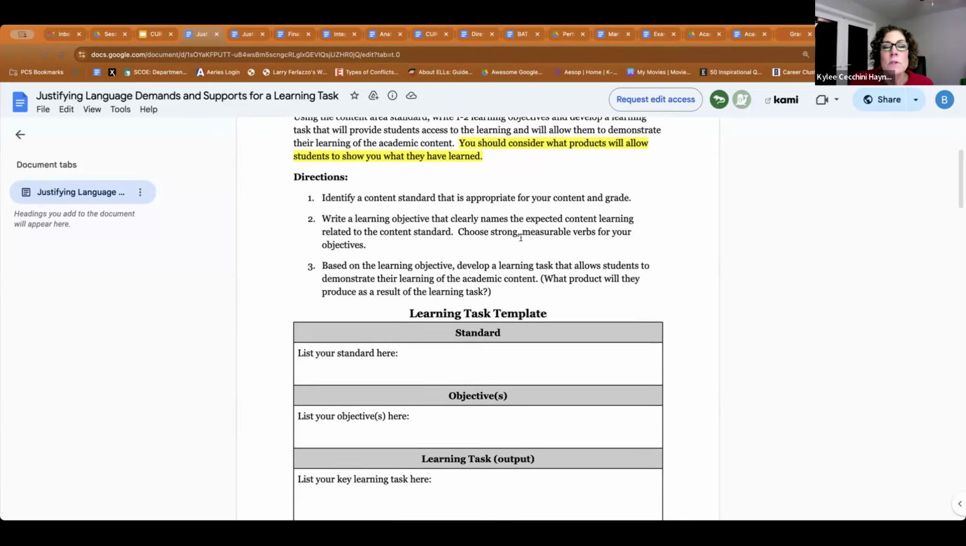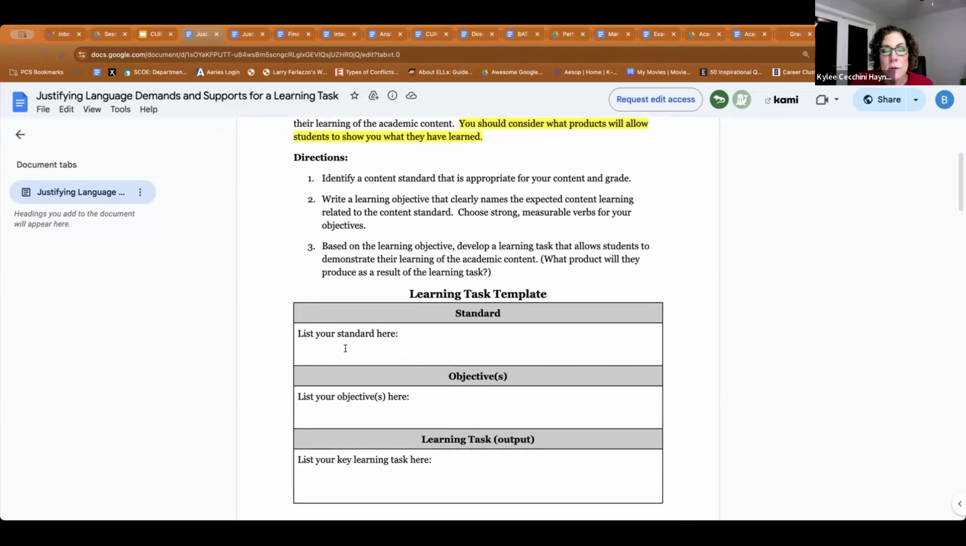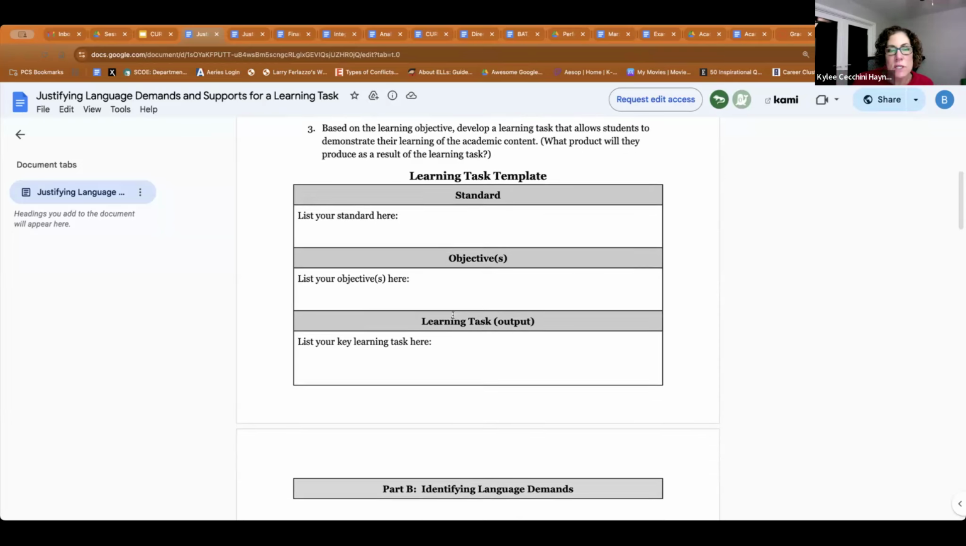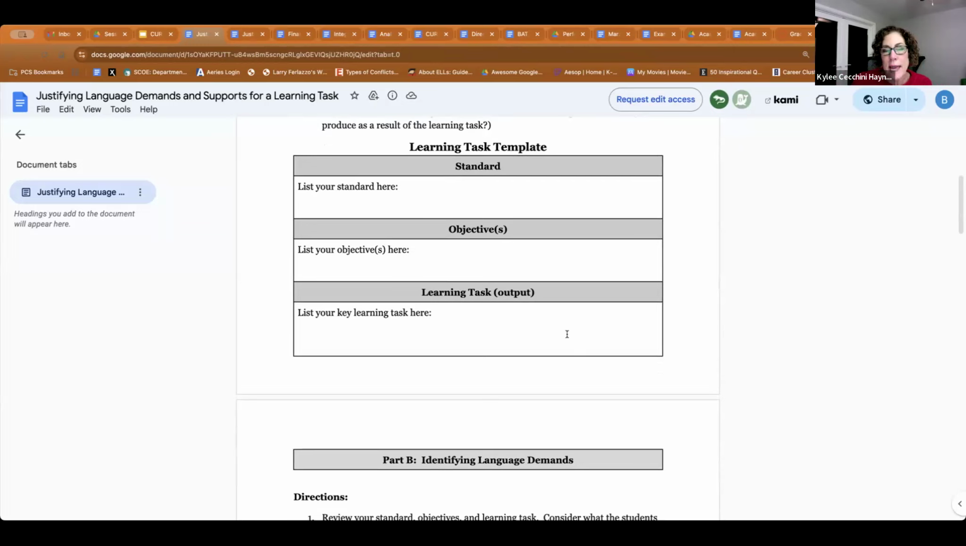All right. So you're going to write your standard here, and once you do this assignment, you can just cut and paste right off of here and throw it in your lesson plan. This is kind of like an outline, the way English teachers might make students do an outline before they actually write the essay. This is an outline of your lesson plan in a way. So you're going to list your standard, and you're going to list your objective or objectives here, your key learning task.